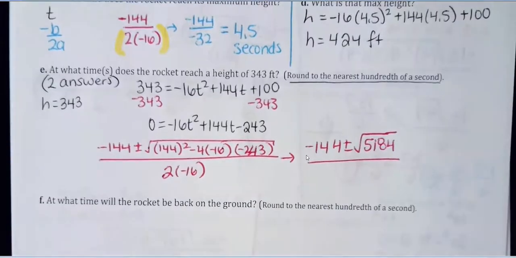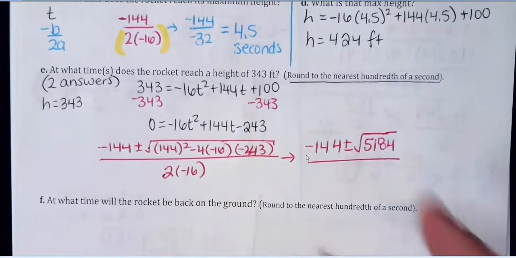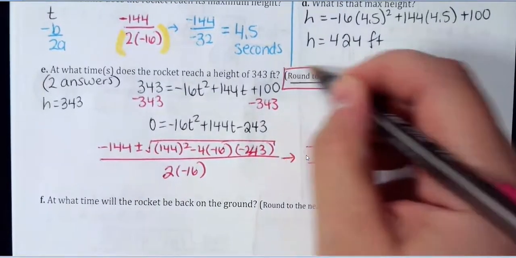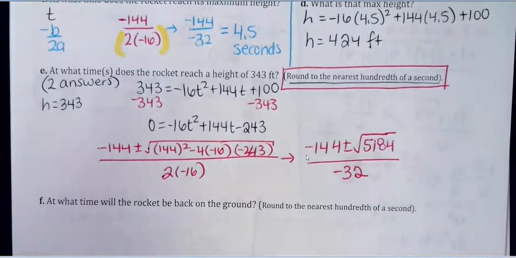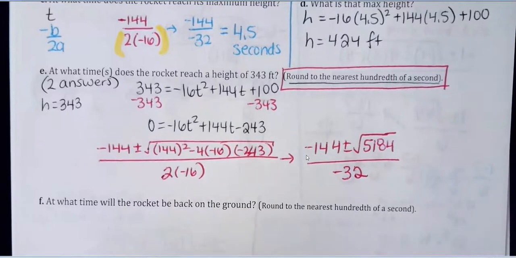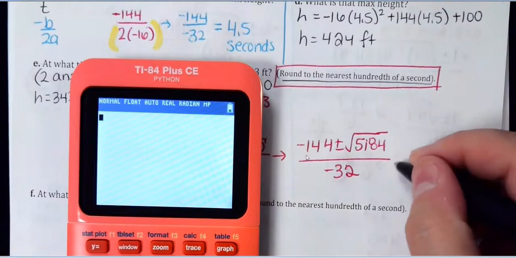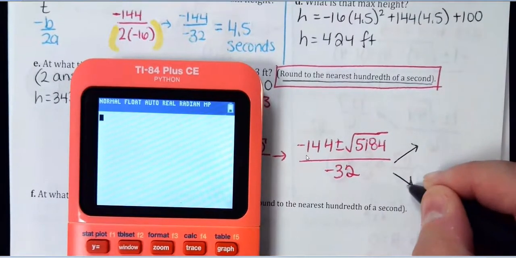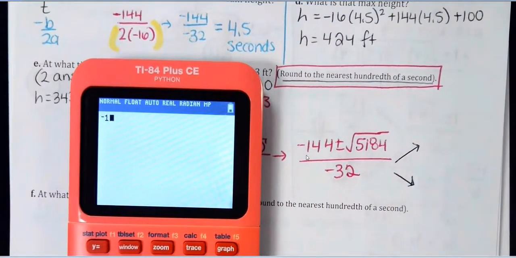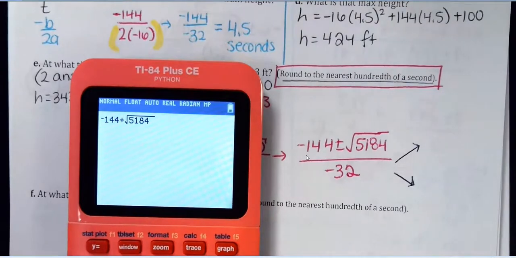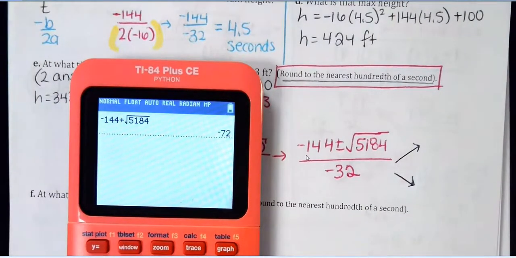All right, now, the bottom of this fraction, 2 times negative 16 is negative 32. Now, I know I should have 2 answers, and it just says in the directions we're going to round. So I'm going to get my approximate solution here. You don't have to write any work out here. Just do one with a plus and one with a minus. So if I do negative 144 plus the square root of that, I got 5,184. Please just hit equals, and then divide it by negative 32.